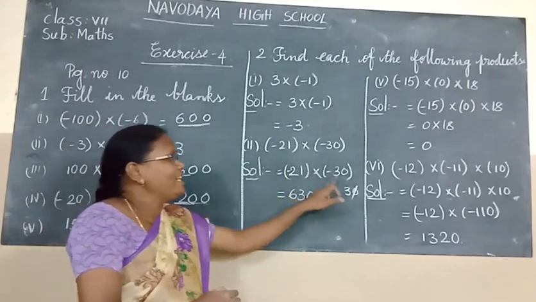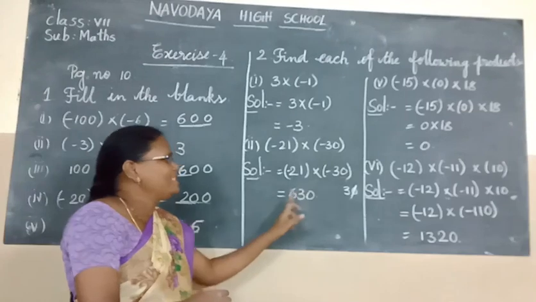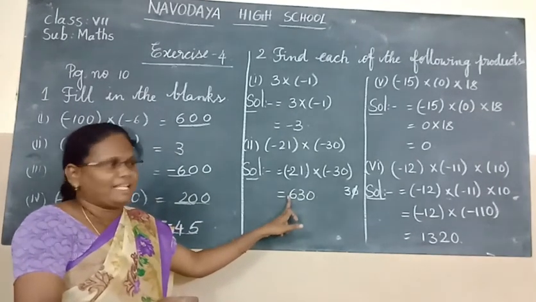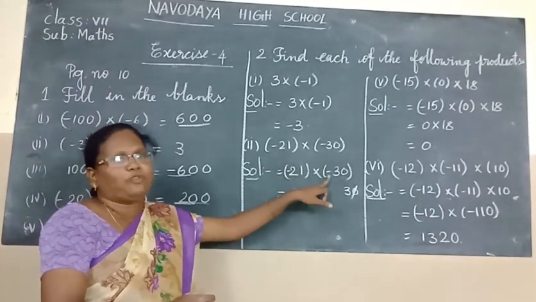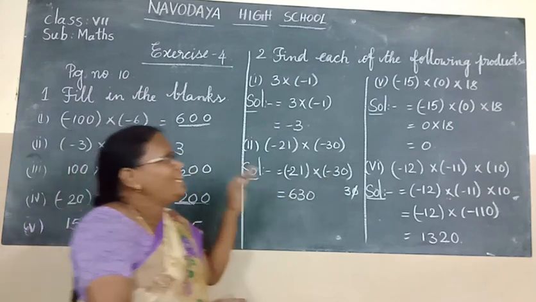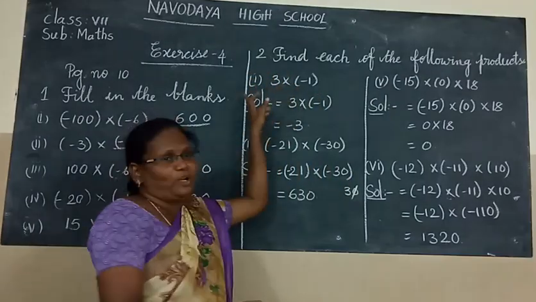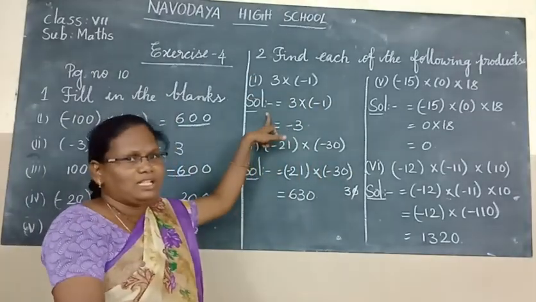Here both are negative signs. Minus into minus is plus. No need to write the plus sign. If it is negative, we put the negative sign. If it is positive, no need to put the plus sign. The next one is minus 15, and again these are 3 into minus 1. There are 2 more examples in the textbook. You will do it at home.